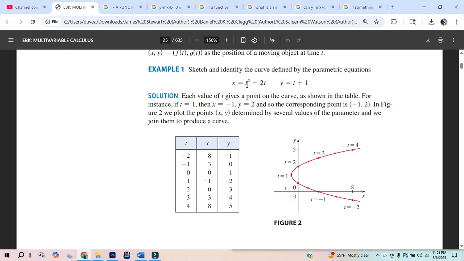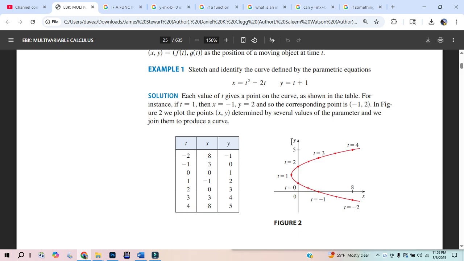At 2 seconds, we're going to have 4 minus 4, so I'm going to be at 0. Then I'm going to go to t equals 3. So I'm going to go 9 minus 4, I'm going to be at 5. And that's what we should see. So this t is equal to 3, this is 5 in the x direction.